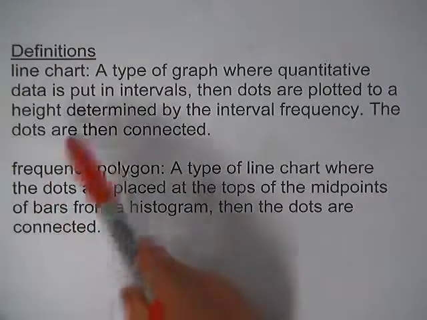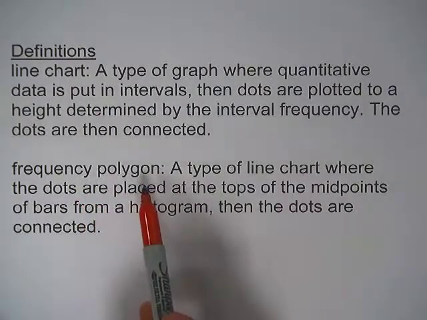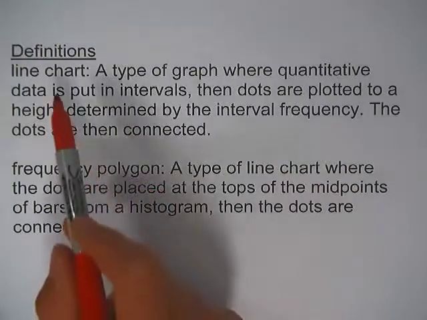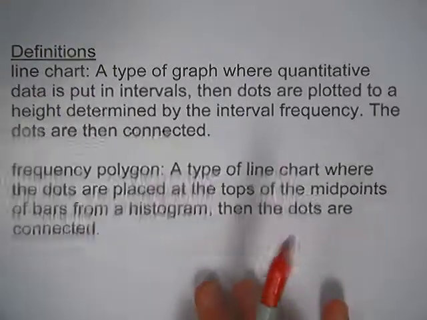Another type of line chart is what's called a frequency polygon. It's a type of line chart where the dots are placed at the tops of the midpoints of bars from a histogram, then the dots are connected. So they're really very similar. With a frequency polygon, you're generally using an existing histogram, but a line chart is basically what's left when you take away the histogram.